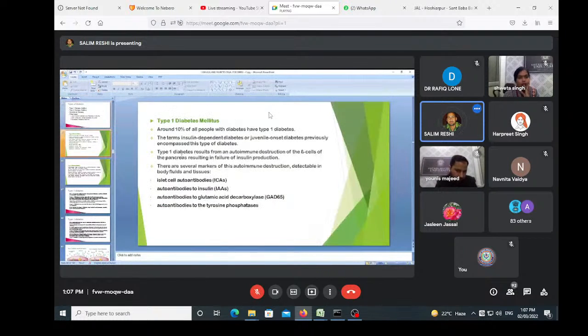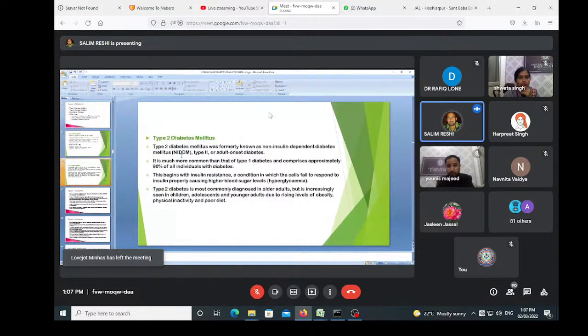These are some of the types of diabetes mellitus which we are going to study one by one. Around 10% of all people with diabetes have type 1 diabetes, and there are several markers of this autoimmune destruction detectable in the body fluids and tissues, like islet cell autoantibodies, autoantibodies to insulin, autoantibodies to glutamic acid decarboxylase, and autoantibodies to tyrosine phosphatase.